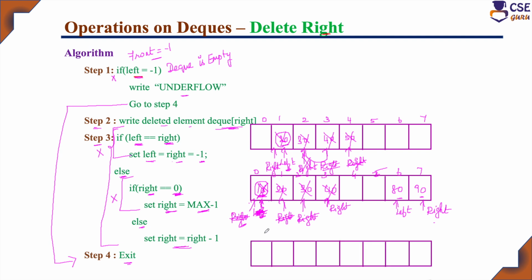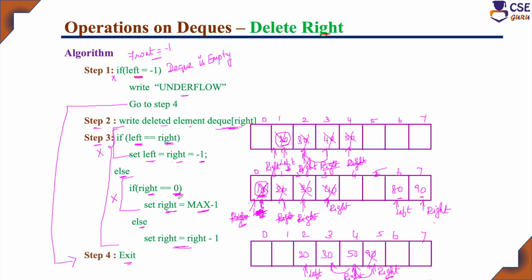For example, if this is the DQ data structure, and here are the elements we have placed. Now the right pointer is pointing to the 5th memory location, and the left pointer is pointing to the 2nd memory location. So in this case, if you want to implement delete right, just decrement the right pointer position by 1. Now it will point to the 4th memory location. Automatically this element will be deleted. Now the right pointer will point to the 4th memory location. This is the normal case. Again, if you want to delete right, just decrement the right pointer by 1. This is the normal condition.